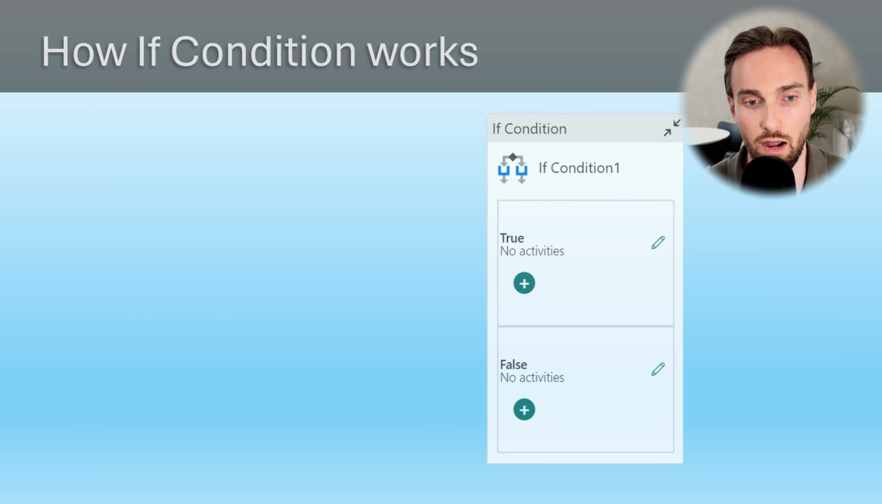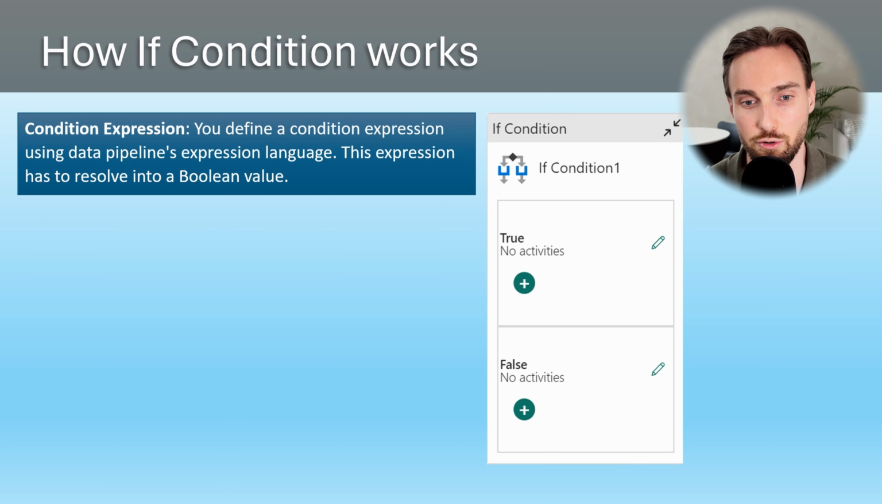Here we can see how the if condition activity looks in the data pipeline UI. First, for the if condition, we have to define a condition expression using the pipeline's expression language that we have covered in the previous video. The only limitation for this expression is that the output of the expression has to be a Boolean value, meaning that it has to resolve to true or false.